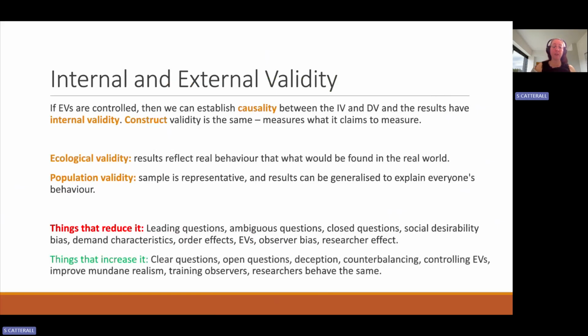And obviously things that improve it: really clear questions, open questions, if you deceive them, counterbalancing, controlling EVs, making it more realistic with mundane realism, train your observers, make sure the researchers are behaving the same way every time.